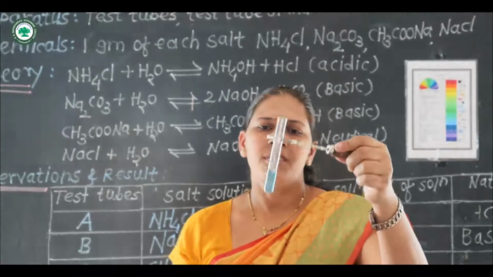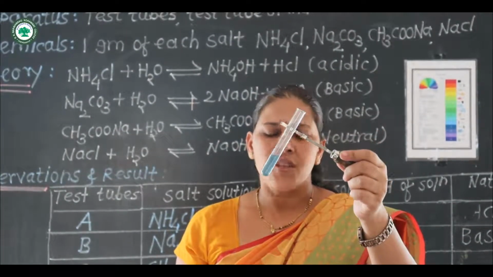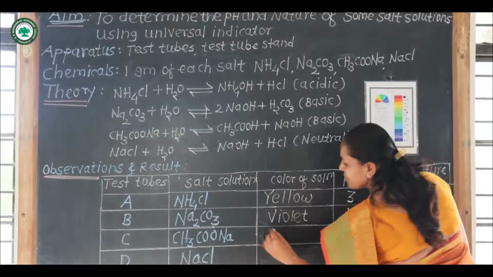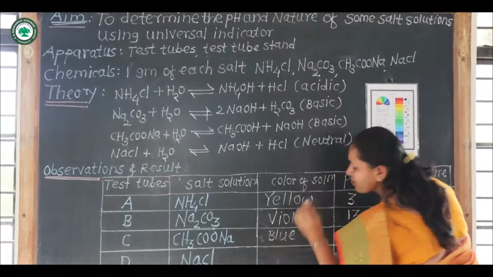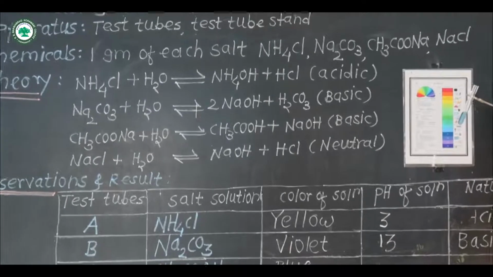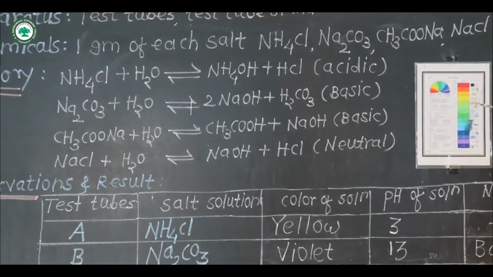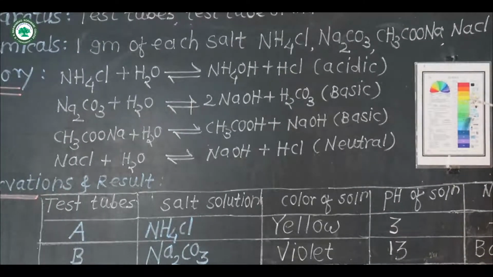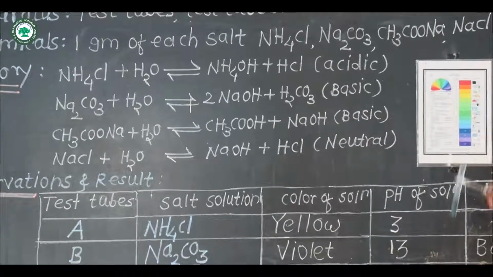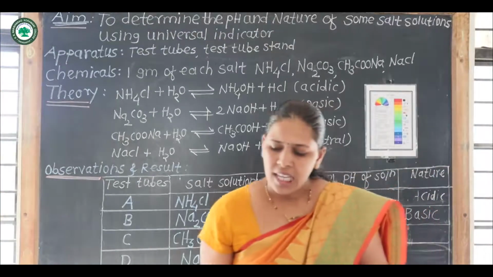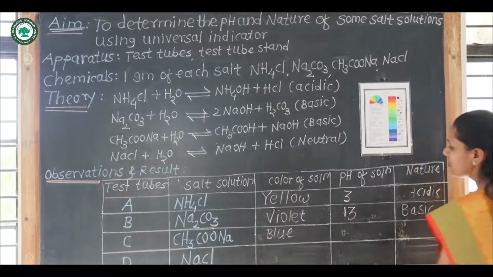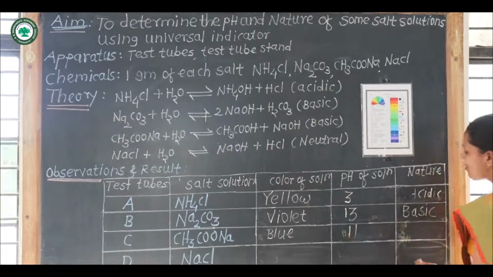Stir well. The color of the salt solution is blue. Then match this color to the pH scale. It indicates this color matches pH 11. pH 11 also indicates blue color. A pH of 11 indicates the nature of this salt is also basic.